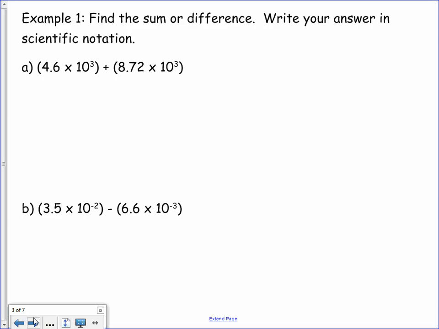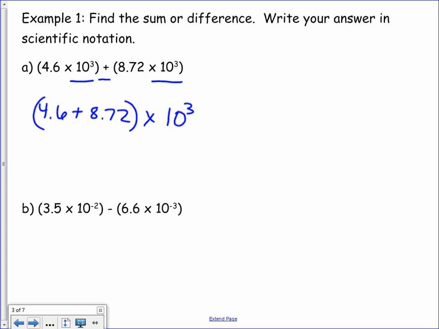Okay. Now let's do some actual examples. Okay. So for part A, we're adding, okay, so we're finding the sum of these two numbers in scientific notation. So first thing we're going to do is check the bases, okay? The powers of 10 are 10 to the third and 10 to the third. Perfect. They're the same, so all we have to do now is add the factors, okay? So we have the factors here, and then we're going to keep the same base.